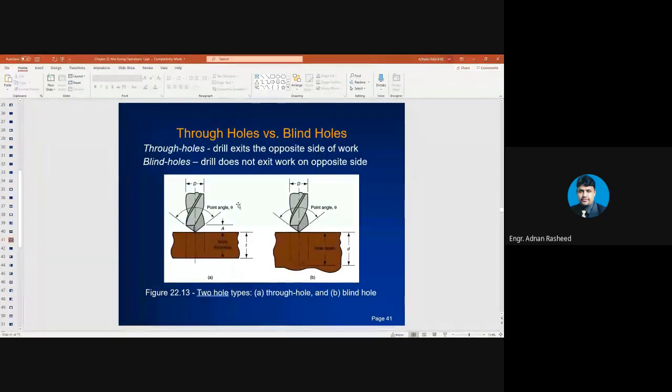This is the through hole versus blind hole. So a through hole is a hole in which the drill exits the opposite side of the work. So the drill comes out to the other side of the workpiece, while in a blind hole, the drill does not exit on the opposite side. So this is the thickness, this is the approach allowance, and this is the point angle, and this is the diameter of the drill bit which you are going to drill in that part, and this small d is the depth of the hole for a blind hole.